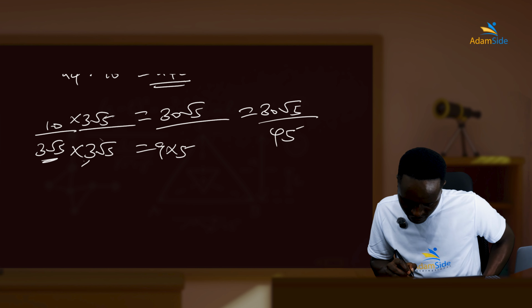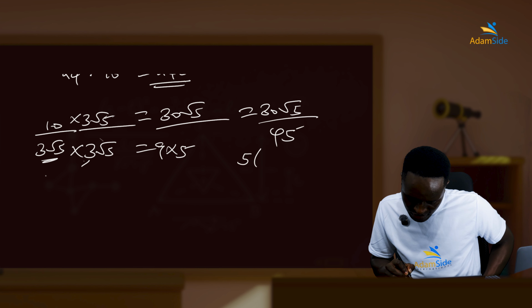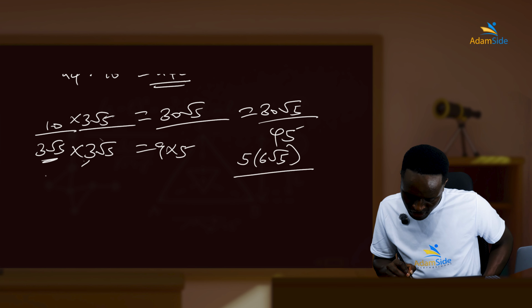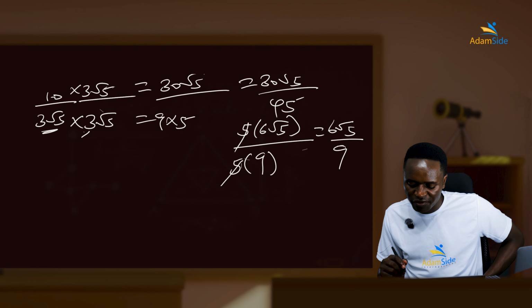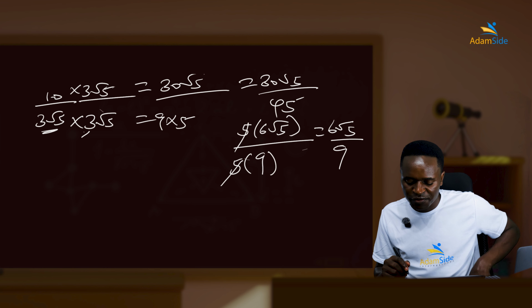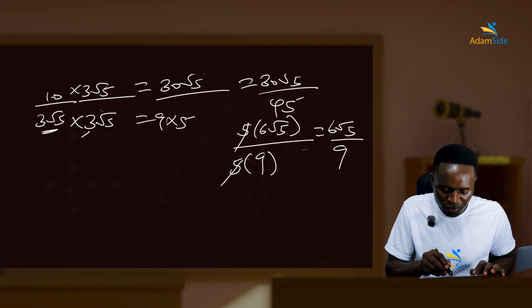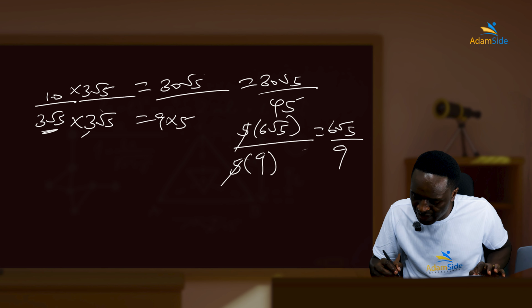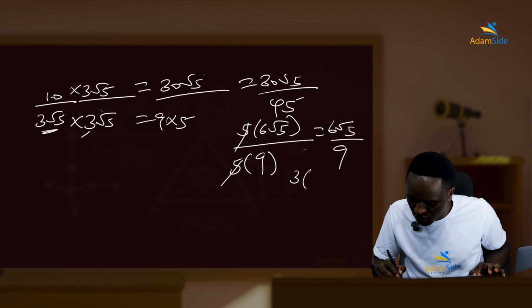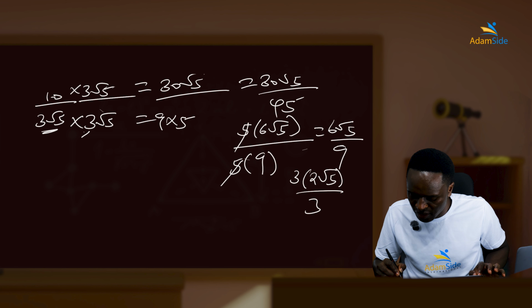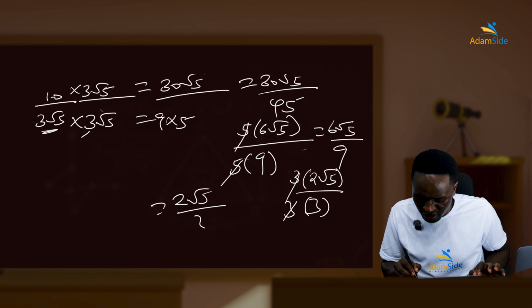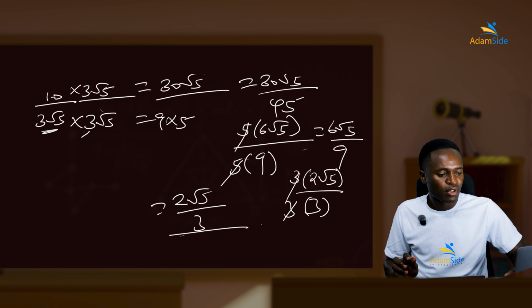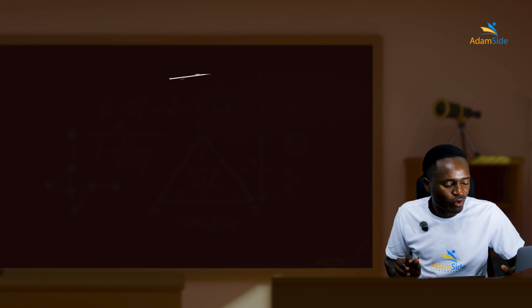We can divide by 5. If we divide by 5, 30 root 5 becomes 6 root 5, and 45 becomes 9. Then if you simplify, it's 6 root 5 over 9. We can still simplify by 3. So 15 divides both of them, correct? If you simplify by 3 again, you get 2 root 5 over 3. So our answer is 2 root 5 over 3. This is our final answer. We need to simplify further until we get the correct answer.